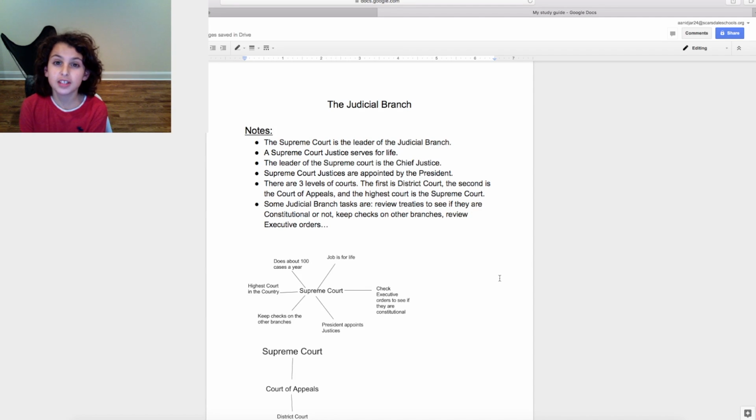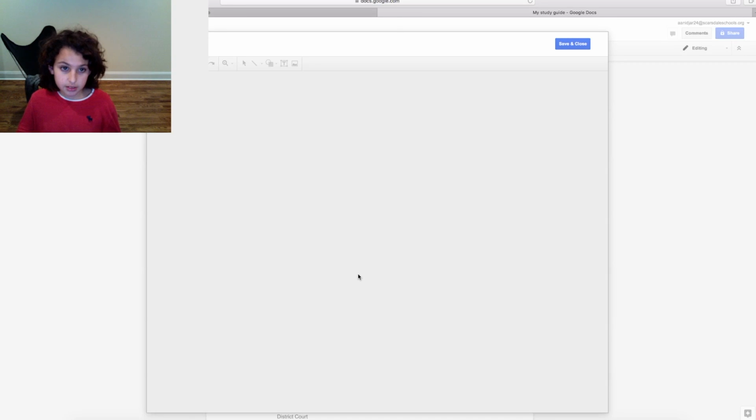There are 3 levels of courts. The first is District Court. The second is the Court of Appeals, and the highest court is the Supreme Court. Some judicial branch tasks are review treaties to see if they are constitutional or not, keep checks on other branches, review executive orders. Here's another diagram I made.